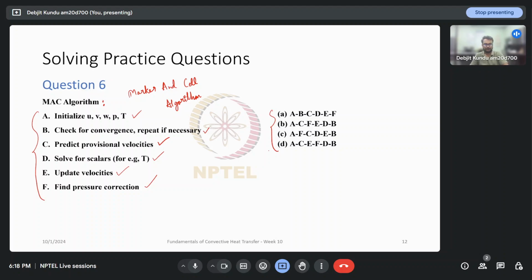There can be, of course, many combinations of these 6 steps. We have given only 6 combinations in the options, so you can pick from there whichever you feel is correct. The options are, option A is A, B, C, D, E, F, that is exactly in the order given. It could be option B, A, C, F, E, D, B. It could be option C, A, F, C, D, E, B, or option D, A, C, E, F, D, B.